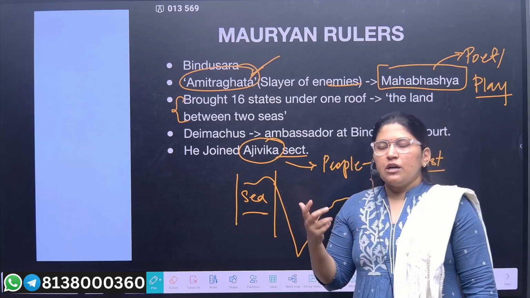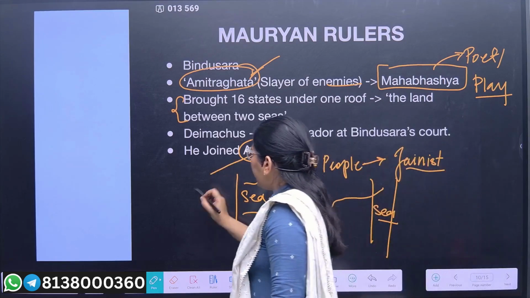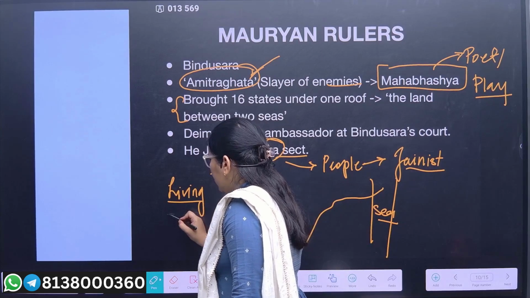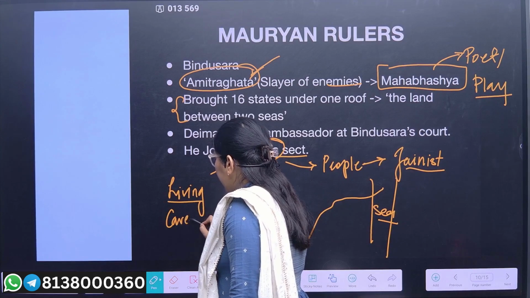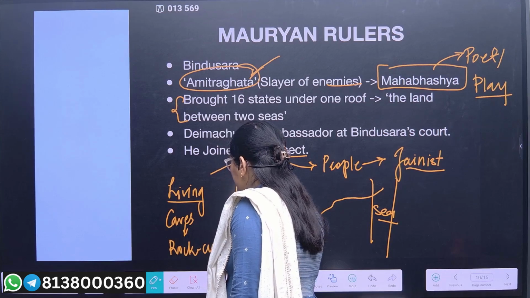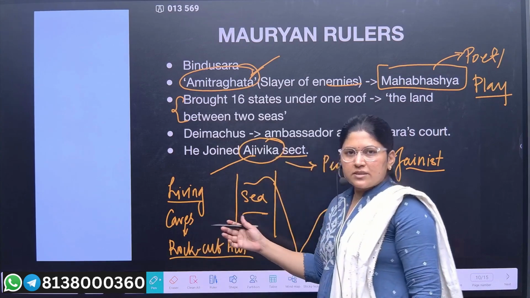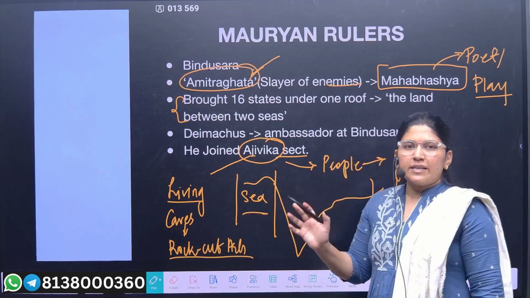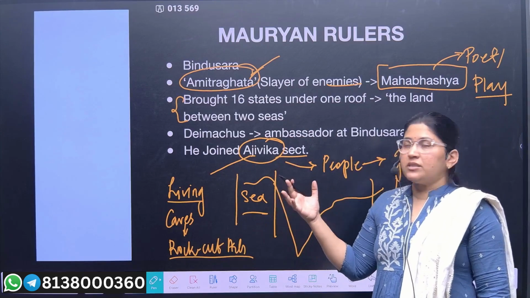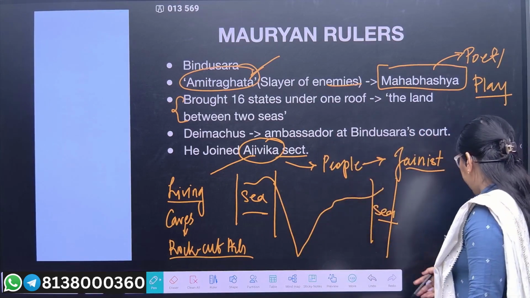Firstly, the Ajivikas would be granted living facilities through caves, through a particular kind of rock cut architecture. What this rock cut architecture was, we will be seeing. But just remember that the Ajivikas would be residing very freely during this period, especially during the Chandragupta Maurya and Bindusara period also.